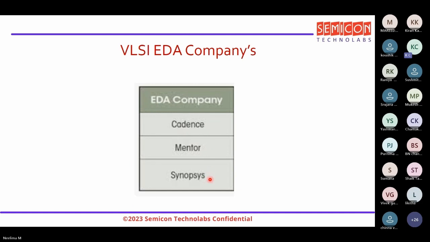These are the three main companies, right? And they are trying to purchase the smaller EDA companies, right? That's how even today these three are the main EDA companies which are available for designing a VLSI chip. Okay, all right.